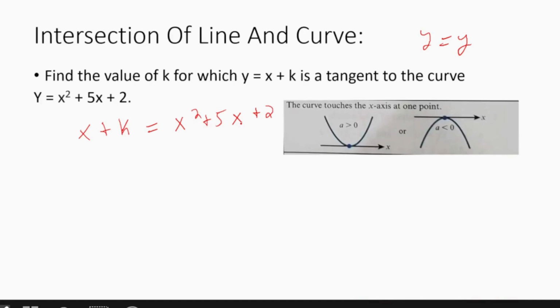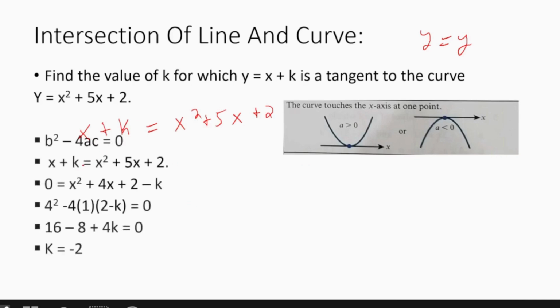As you can see here, the curve touches the x-axis at one point, and as you can see what is happening, you can presume from this that b squared minus 4ac is equal to 0. So using that, we are now going to solve the question. I kept them both equal to one another, and then you can move both of them to one side. This becomes a quadratic equation, as you can see here. Then you have the coefficients a, b and c. Now you put them into the formula b squared minus 4ac is equal to 0, and you get the value of k.